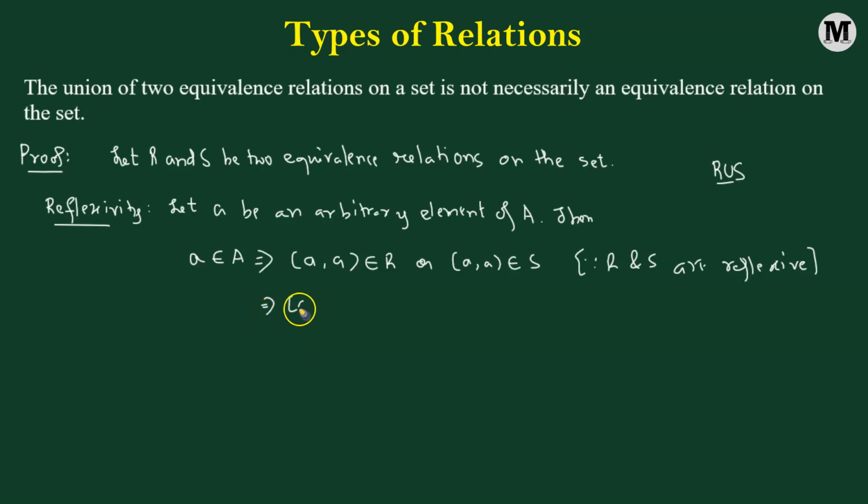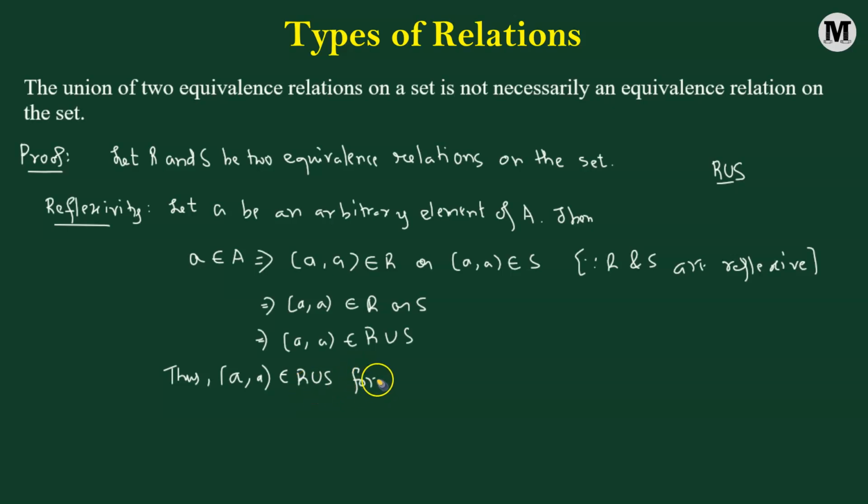Now we can also rewrite this as the ordered pair belongs to either R or S or both. So that means we have the ordered pair (a, a) belonging to R union S. Thus, the ordered pair (a, a) belongs to the union of the relations R and S for all a belonging to the set A. This is simply telling us that the relation R union S is reflexive. Fine, so this is a reflexive relation.